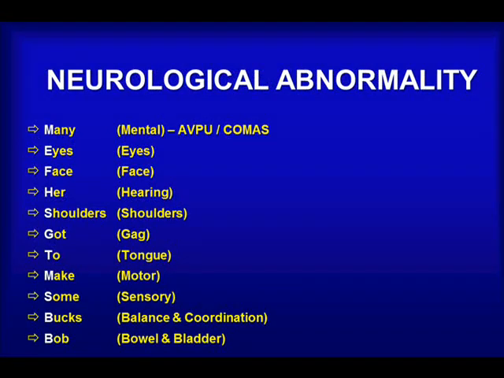In terms of neurological abnormality, this mnemonic, which is associated with the 5-minute neurological assessment, focuses on the mental state, function of the eyes, face, ears, and then the strength, mobility, and sensation in the upper limbs, cranial nerves, including the throat, the tongue, various muscle groups, sensation throughout the body, balance and coordination, and ultimately bowel and bladder function. The latter is commonly forgotten or neglected and should be emphasized.